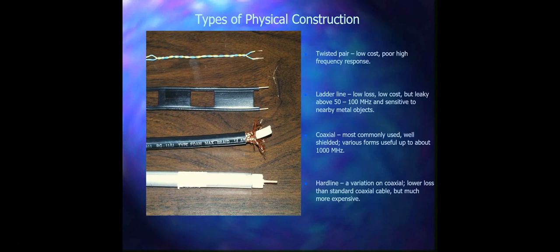Now comes types of physical constructions. Here on the screen you see four different types of cables. First is the twisted wires, which you see here on the top. These are an inexpensive transmission line. In here you see two conductors are used. They are of equal size and shape, and they basically make a balance with these two conductors.